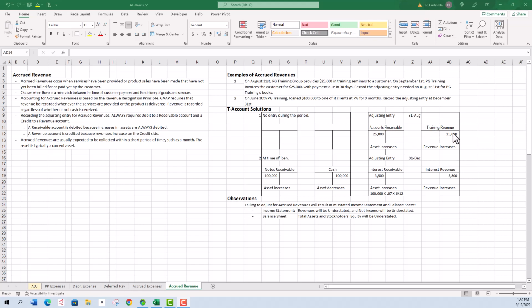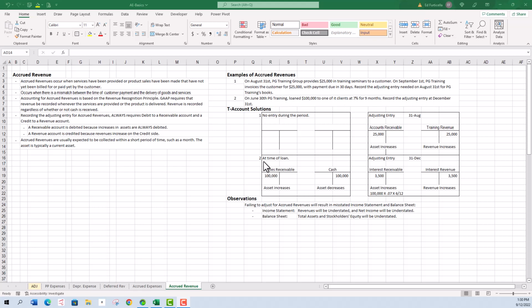Now, training revenue is a revenue account. Revenues increase on the credit side, so we credit training revenue. The reason why we're recognizing the revenue is because of the revenue recognition principle that states that as long as we deliver the service, we're entitled to recognize the revenue. Now look at the second example. On June 30th, PG Training loaned $100,000 to one of its clients at 7% for 9 months. Record the adjusting entry on December 31st.